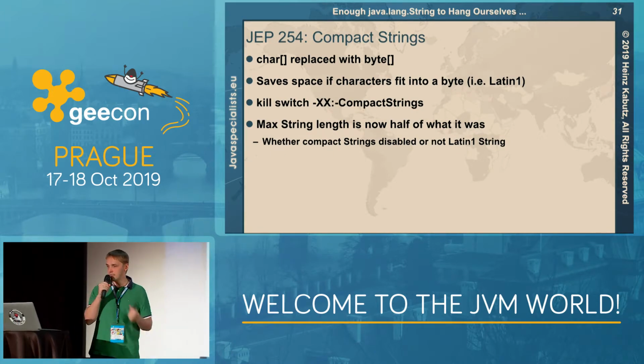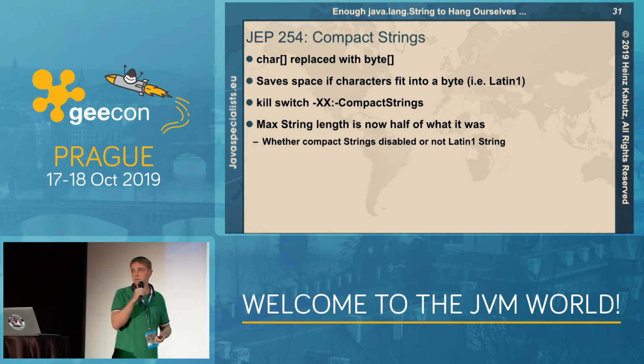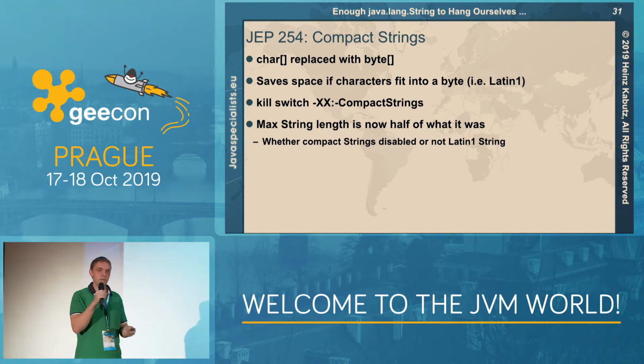Now, compact strings. This is a cool feature. We can save memory, right? Heinz mentioned 30–40%. It depends on the heap. It depends on what you do with your strings.